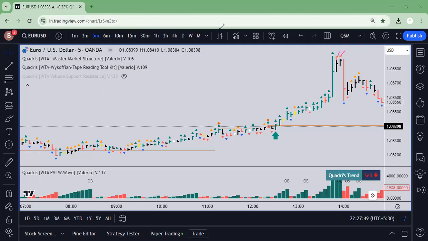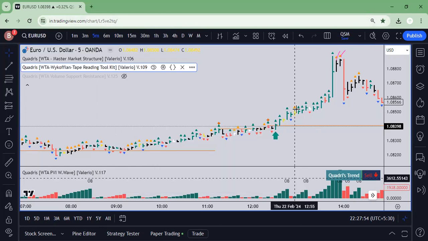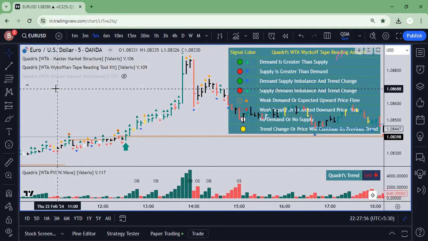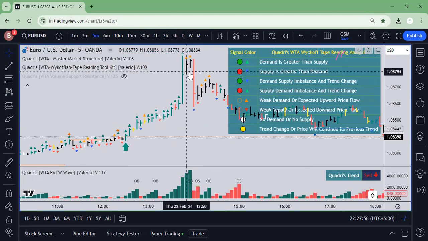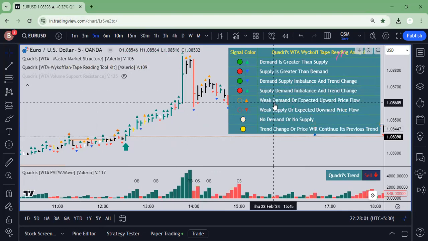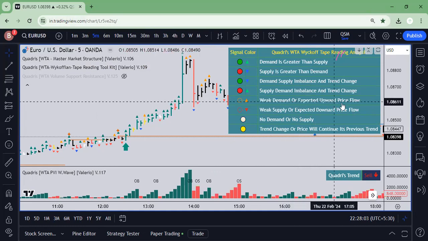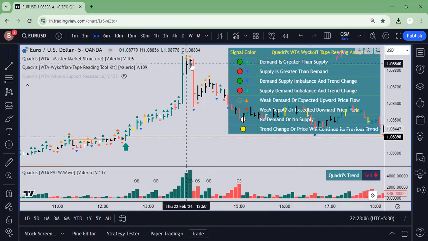If you are using the analysis dashboard, you might be in a position to understand what this means. This means weak demand or expected upward price flow. So whenever I see this kind of price behavior after a climactic move, it is always better to book profit rather than be sorry. So somewhere here I would have booked my profit. Now I'll hide this tool.